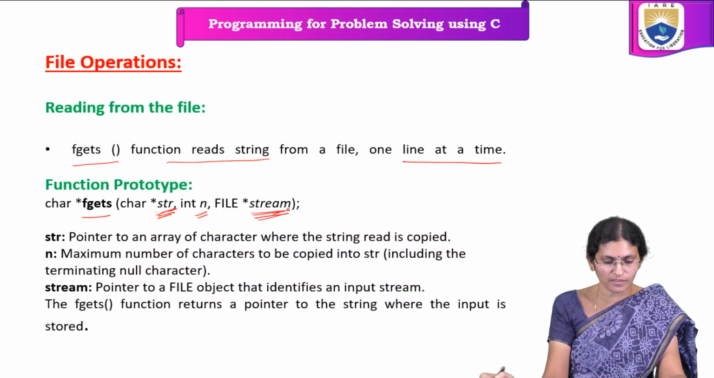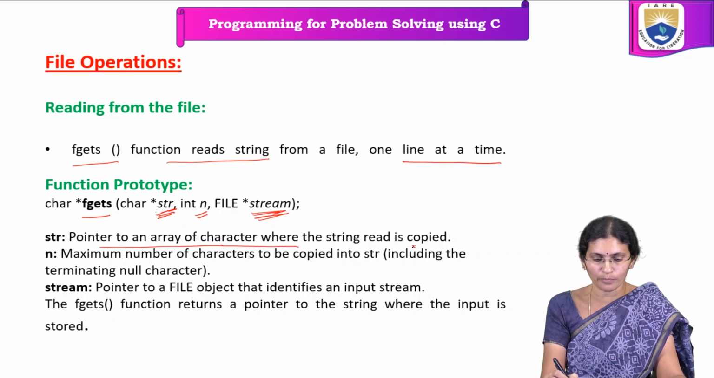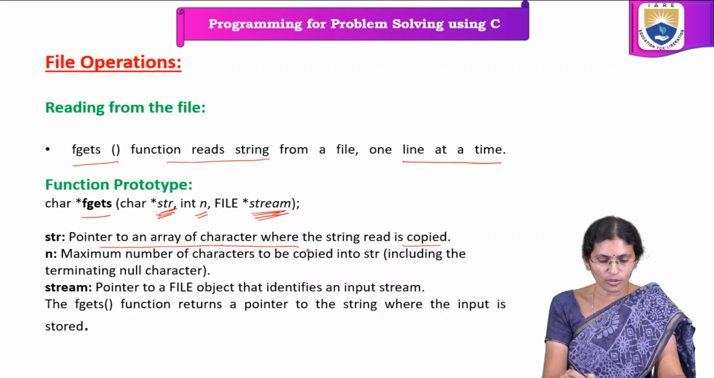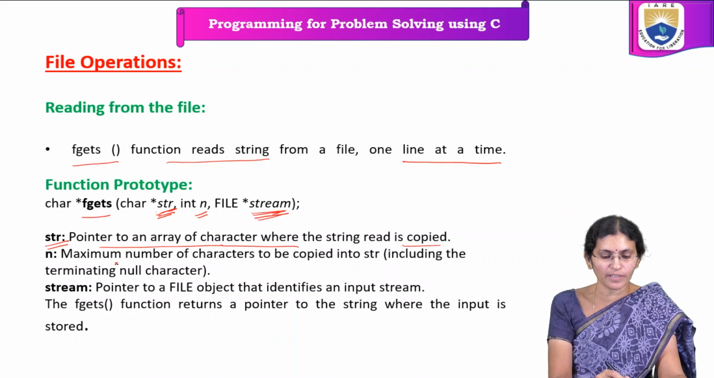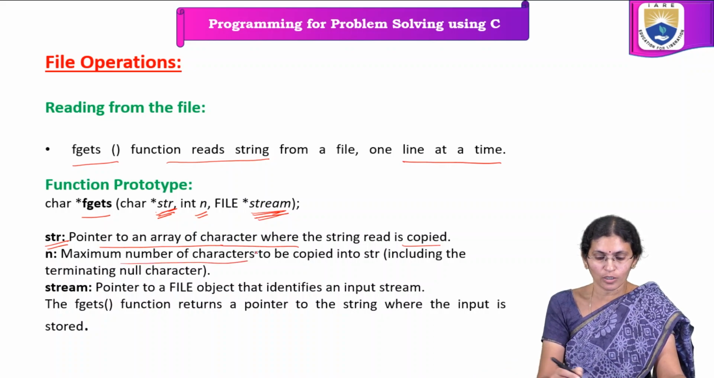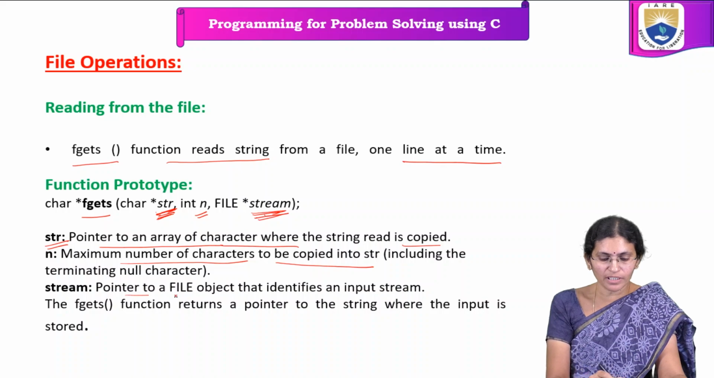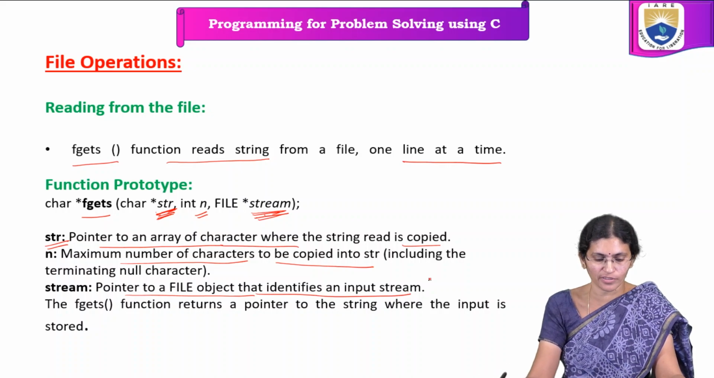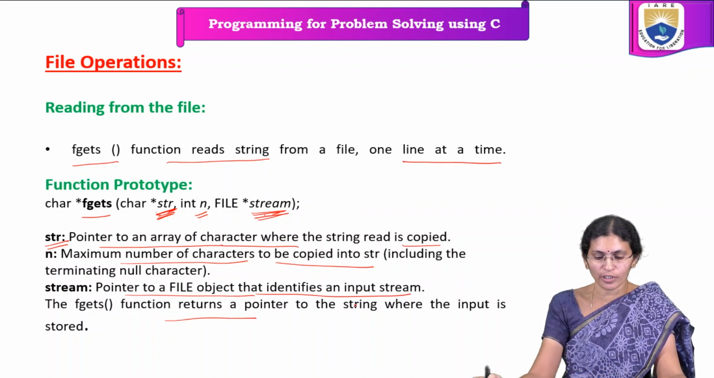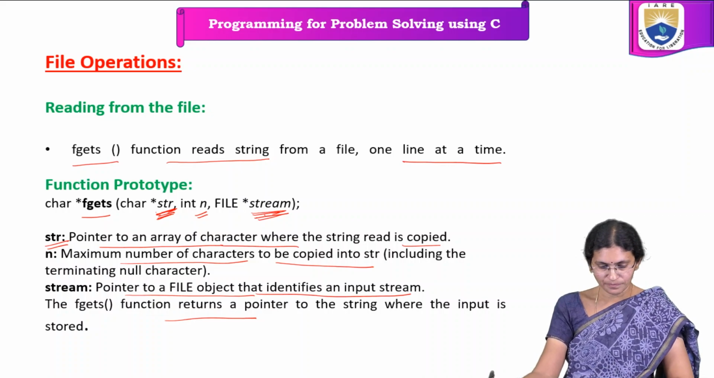Here the first argument is the string str, a pointer to an array of characters where the string read is copied. Whatever string we are reading is copied to this pointer str. Then n specifies the maximum number of characters to be copied into str, including the terminating null character. And then the stream is a pointer to a file object which identifies the input stream. The fgets function returns a pointer to the string where the input is stored.